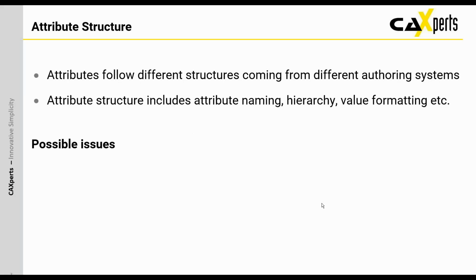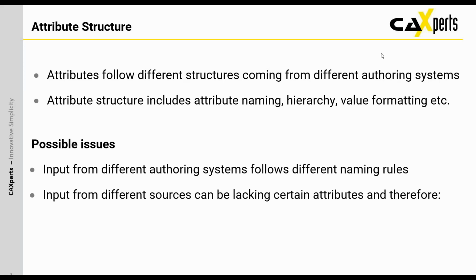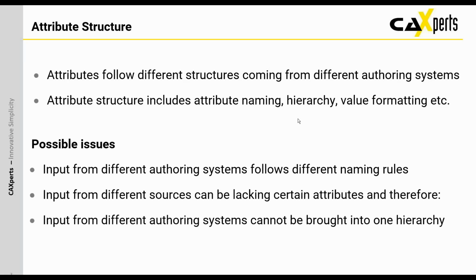So, what are the possible issues with this? First of all, input from different authoring systems follows different naming rules. Input from different sources can be lacking certain attributes, and therefore, input from different authoring systems cannot be brought into one hierarchy.